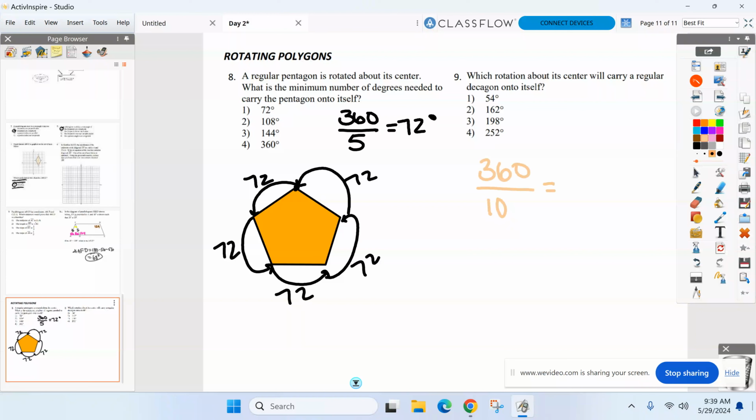That's why we got to understand the difference in these problems. I get 36. Oh my God, that's not an answer. Something must be wrong. Trick question. No. 36 is the minimum amount. Every time you go another 36, you're going to get the same decagon back. So you got to keep adding 36 here. Oh, I could go 72 degrees. Not a choice. Keep adding 36 until we get a choice that's up there. Dividing by the number of sides will only get you the minimum amount of degrees.